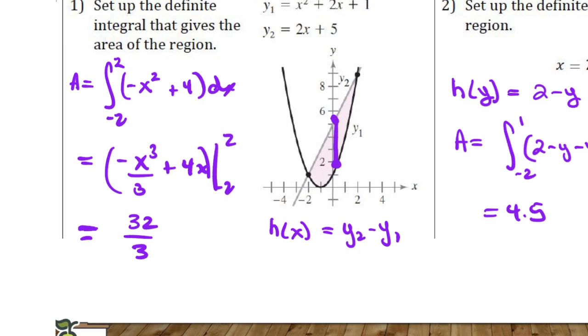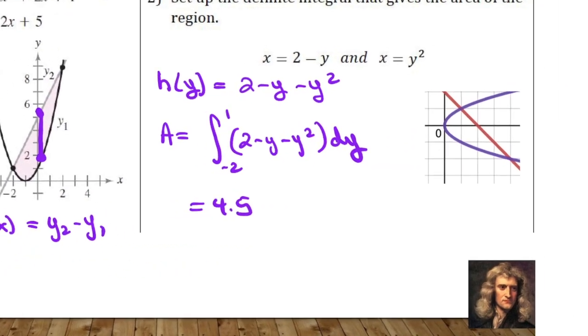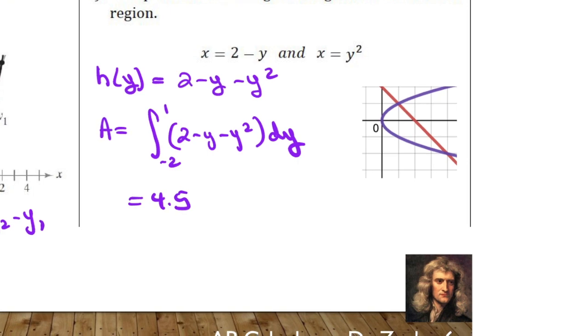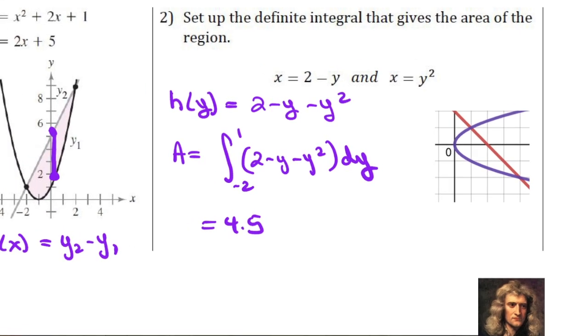Make certain that you have found h of x correctly and that you are able to integrate without a calculator. And for question 2, be certain that you're able to graph the two equations correctly, integrate, and set up your problem. Just a reminder, I would expect you to use a calculator for numbers 3 and number 4.